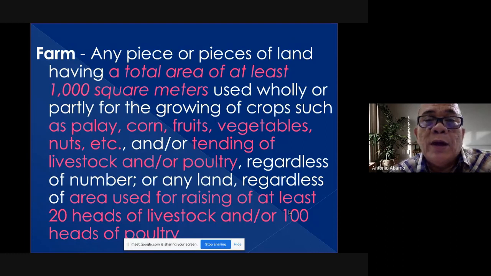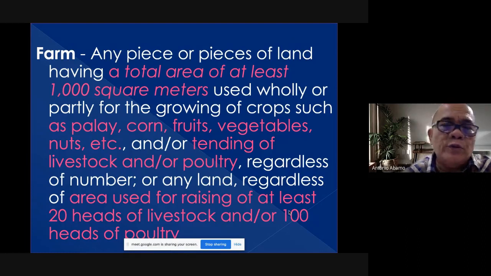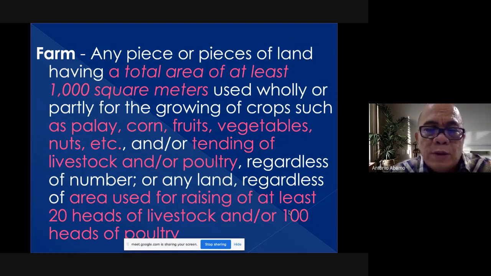Akala ninyo nga moingon tag farm dako kaayo. No, a farm, a minimum of 1,000 square meters only, used wholly or partly for growing crops such as palay, corn, fruits, vegetables, and also for tending livestock and poultry. Now, regardless of area, land used for raising chicken, at least 100 heads of chicken or poultry. Farm na na, 100 heads.